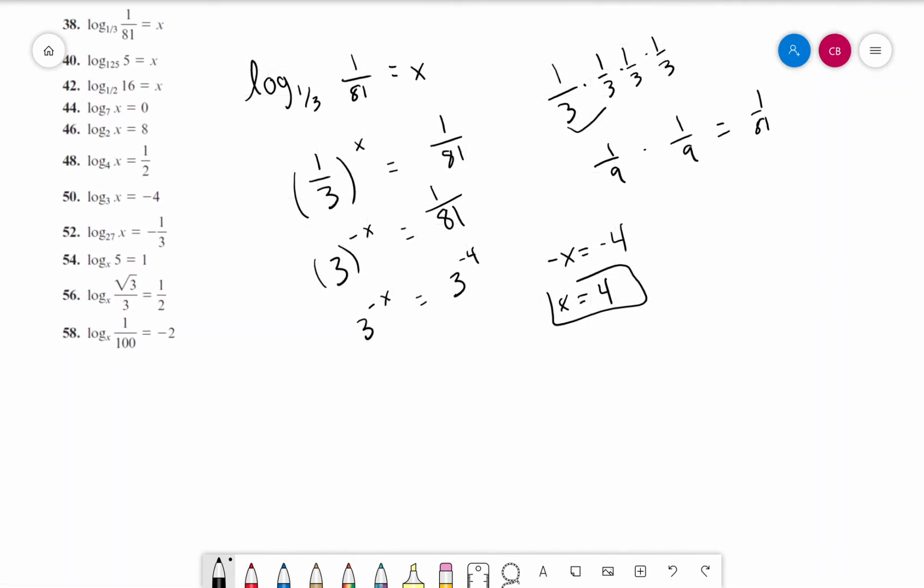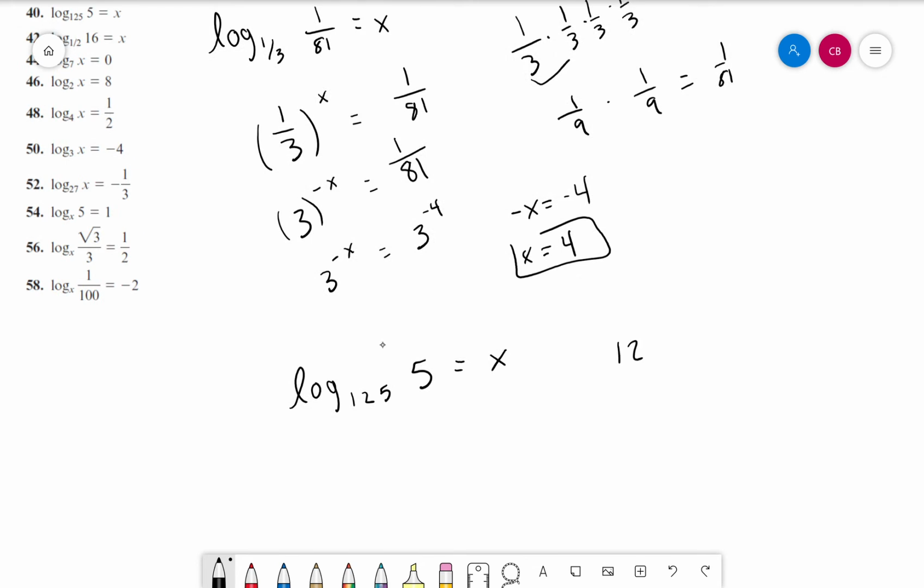Okay, let's look at the next one. We've got log base 125 of 5 is equal to x. So in this case we have 125 to the x power is equal to 5. Okay, this one might be a little bit more tricky.